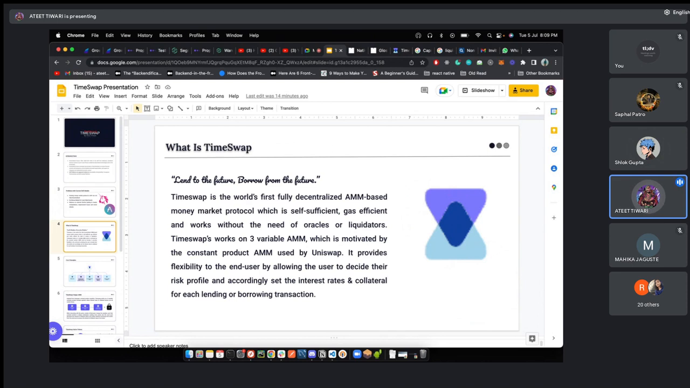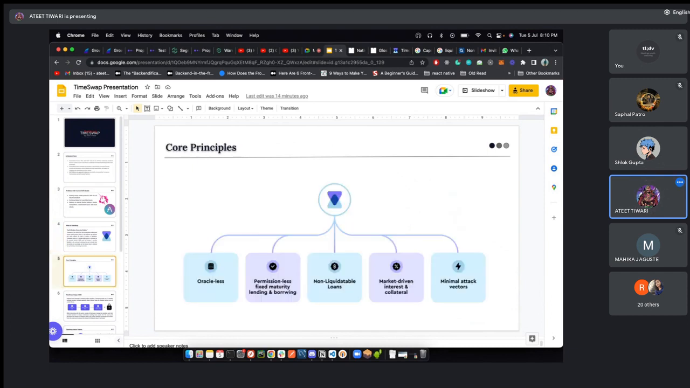It provides flexibility to the end user by allowing the user to decide their risk profile and accordingly set their interest rate and collateral for each lending and borrowing transaction. It makes TimeSwap quite gas efficient, permissionless, and allows anybody to create a money market for any ERC20 tokens. There are five core principles on which TimeSwap works. First, it is oracle-less. As I already explained, TimeSwap works without the need of oracles, as interest and collateral factors of the pools are determined by a unique three variable constant product AMM, rather than oracle nodes that decide the pricing of collateral by external factors.